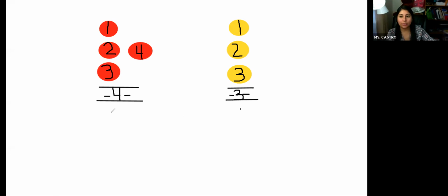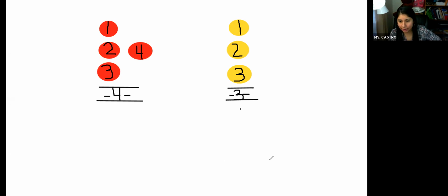Now, we don't have 5 frames here to be able to match a red to a yellow. So all we have to do is look at both numbers, look at the groups. You're looking for the group that is smaller. The group that is smaller is less. That means it doesn't have that many. So looking at both groups, we have 4 red and we have 3 yellow. Which of the 2 groups is less?